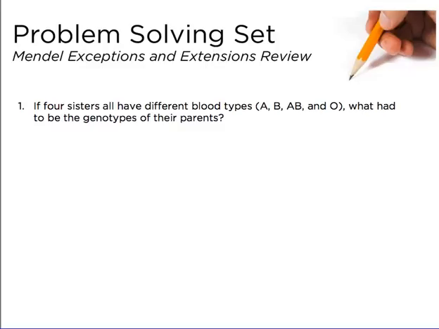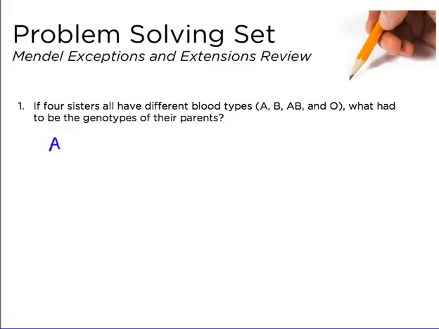Welcome to the review session for Mendelian exceptions and extensions. Question 1. If four sisters all have different blood types, A, B, AB, and O, what had to be the genotypes of their parents? Well, let's write down the possible genotypes of these children.